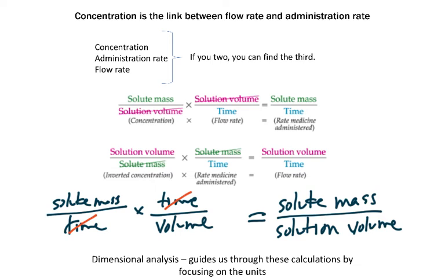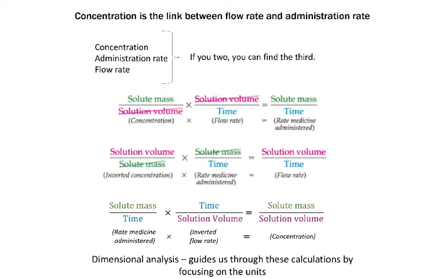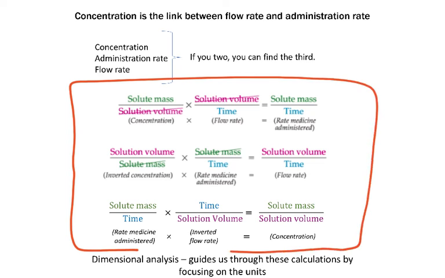Right? It's just kind of like a puzzle, right? Think of it like a fun puzzle. You have to figure out how to get mass on top and volume on the bottom, and that's it. Okay, and so we can show that now here, right? The rate of medicine administered times the inverted flow rate equals concentration. And so now, if you keep track of these three, right, and you have them in your notes, then you can always find the third from the other two, whatever they might be.